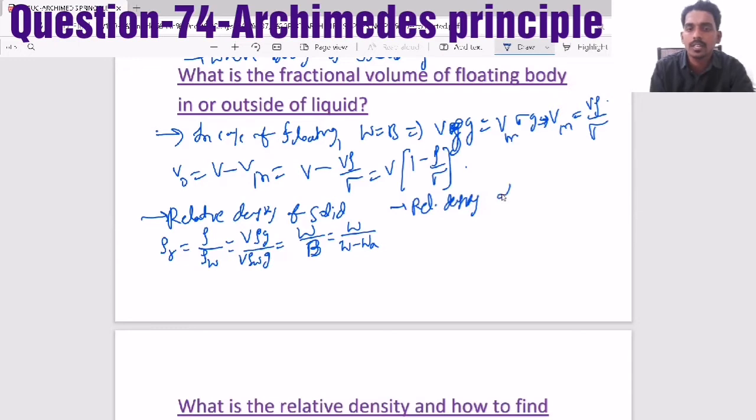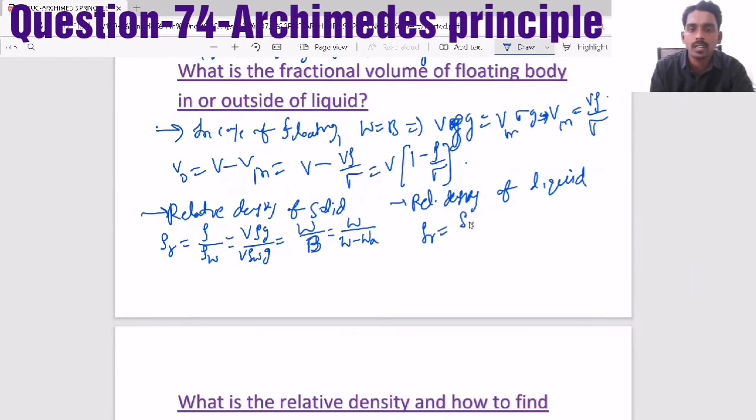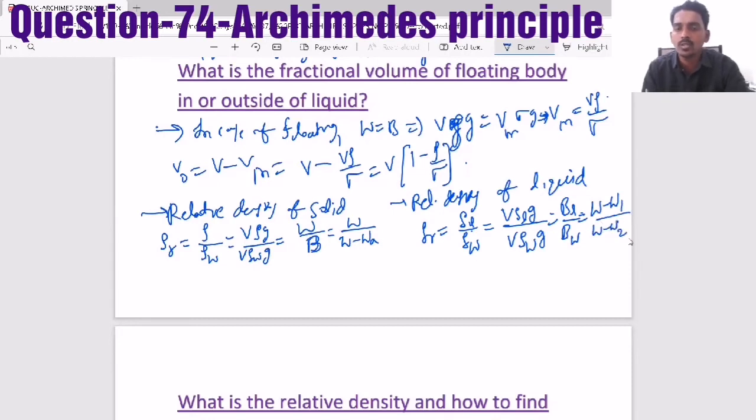Or else they can also ask the question based on relative density of liquid. Relative density of the liquid means density of the liquid by density of the water. Now again you take one solid and immerse inside the liquid, then find the buoyancy force, so V rho L g. And you take the same solid and immerse in water and find the buoyancy force. Now this is the buoyancy force in liquid, buoyancy force in water, nothing but W minus W1, W minus W2. W is true weight of the solid, W1, W2 are apparent weight of the solid in liquid and water.